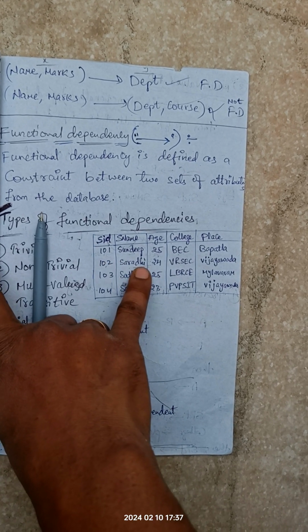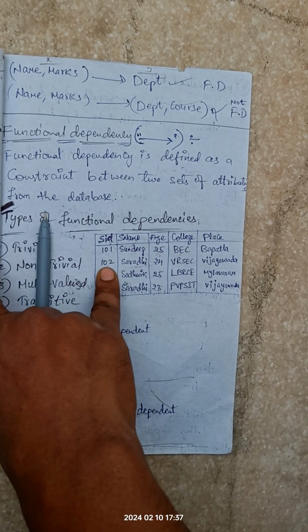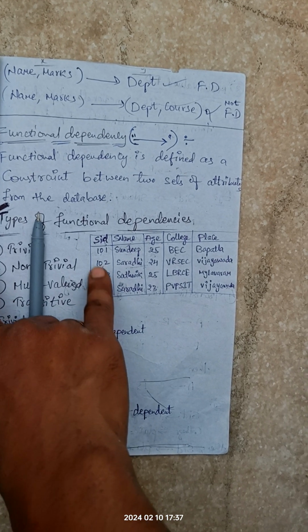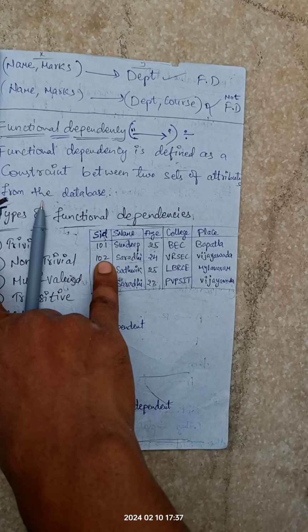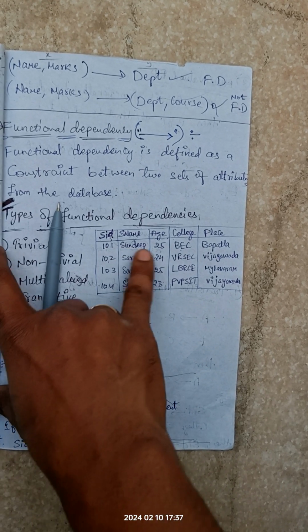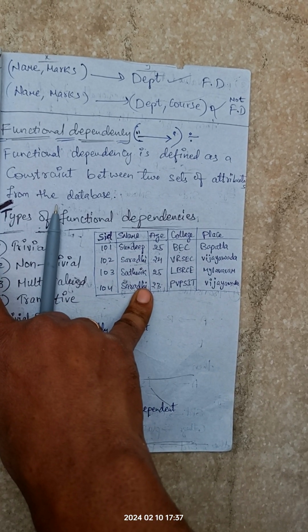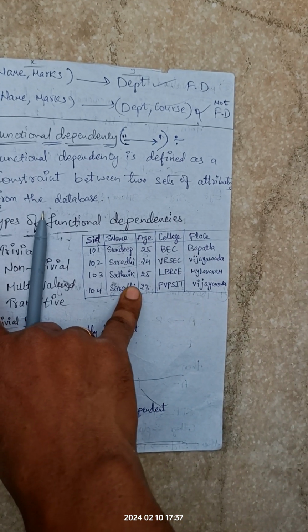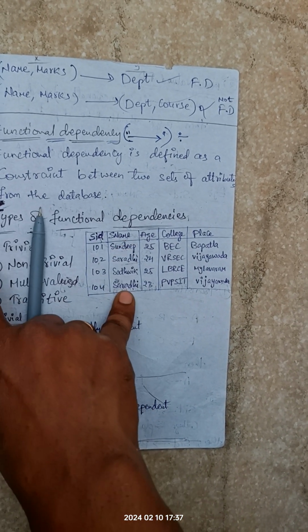This is the student ID, see 102, here 104. Here student ID is 102. This is another student, this is another student. 2 students with the same name. How are we saying that these two are 2 different students? Because the student ID is different.